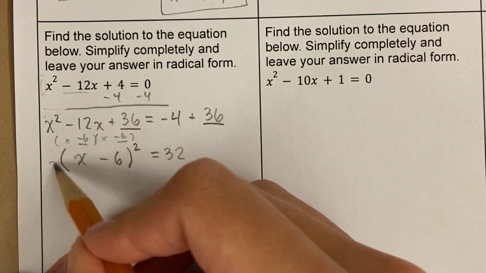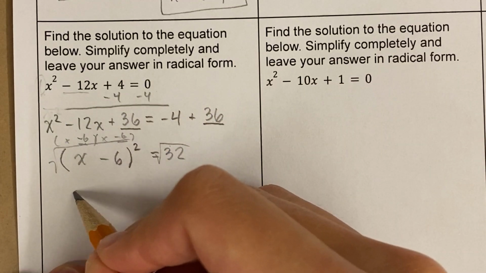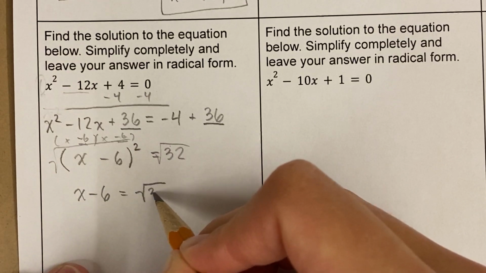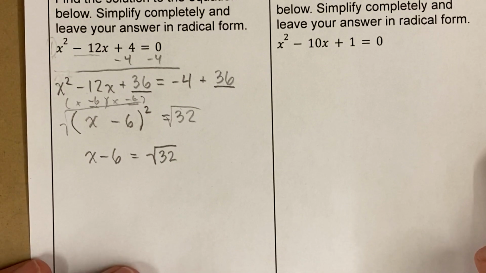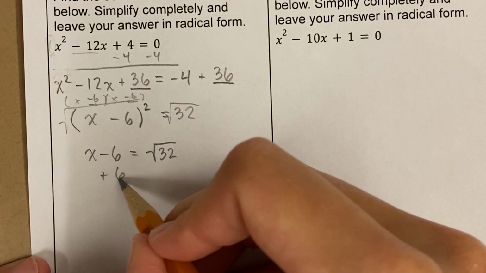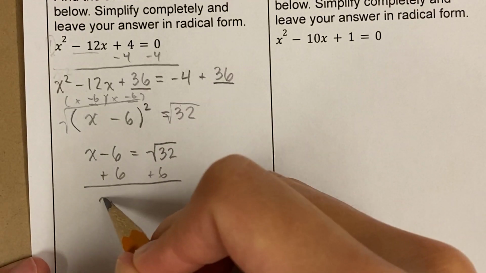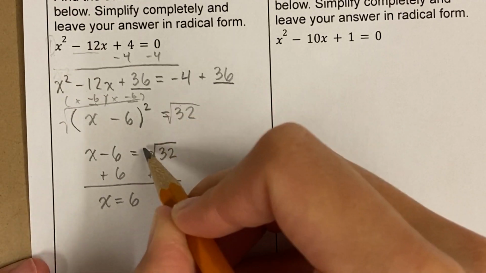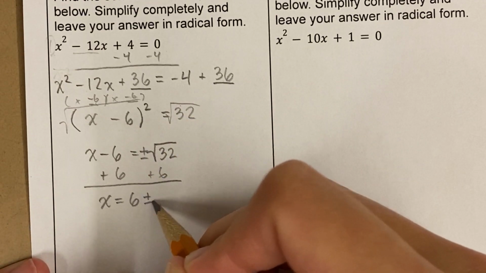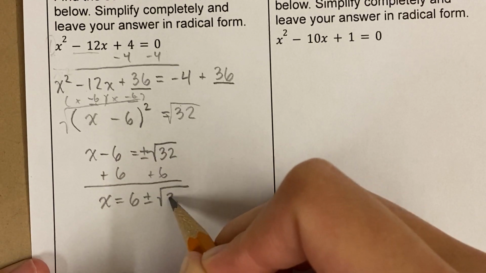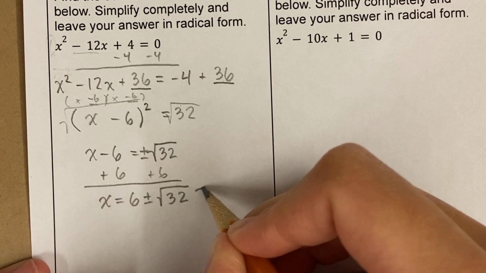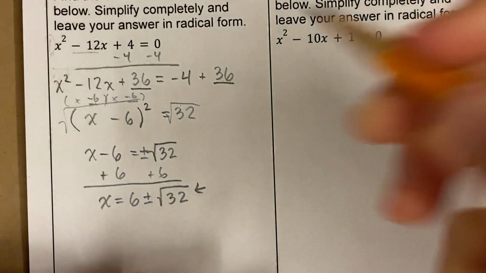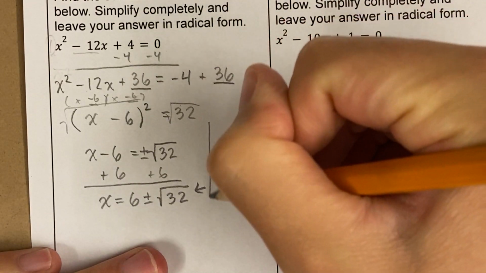Now, remember, when I solve this, I square root both sides. I get x minus 6 equals square root of 32. Okay, now what we talked about is just adding 6 to both sides and being done right here. And here's the thing. And remember, when I square root this, it's plus or minus the square root of 32. Here's the thing. That guy can be simplified. Remember how to simplify radicals?